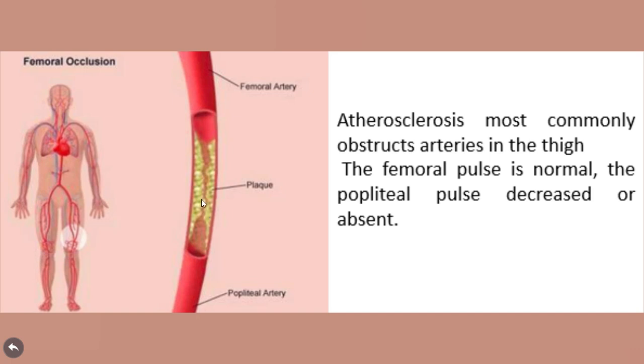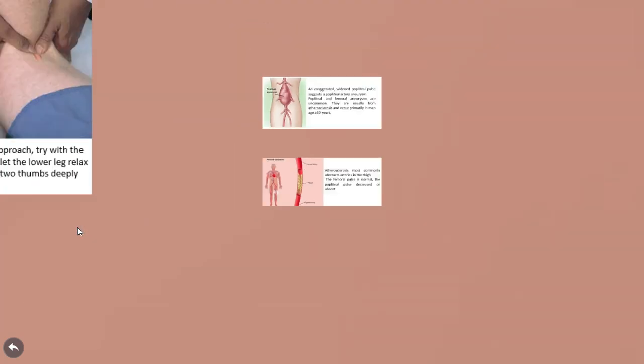Atherosclerosis most commonly obstructs arteries in the thigh area. This is the thigh area. So the femoral pulse is normal, but the popliteal pulse is decreased or absent. Most of the time, there's atherosclerosis on that part. So it's important that you also examine the popliteal artery if you highly consider that the patient's symptoms are related to peripheral arterial disease.